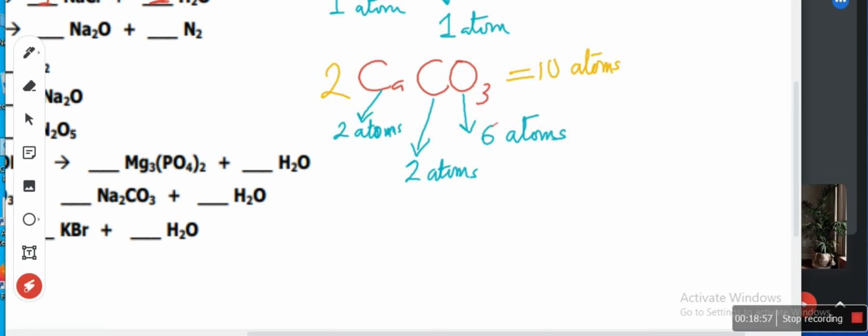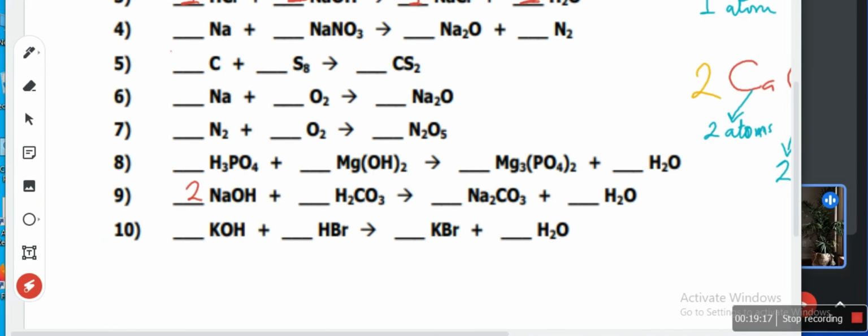For carbon, how many atoms did we have initially? 1. You multiply by 2, so altogether 2 atoms, and so on. That's also for calcium. 1. Whatever, if there's no number here, it means it is 1. Then you multiply by the number here. That's 2 atoms. Okay, let's apply it here.